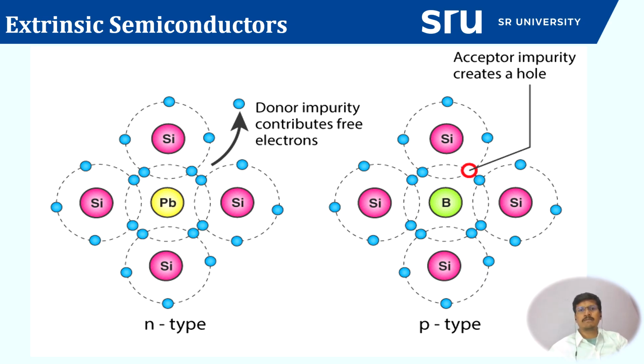The word extrinsic means that its properties are influenced by an external factor. In this case, the external factor is the impurity atom that we introduced into the crystal lattice. This process of introducing impurities into a pure semiconductor is called doping.